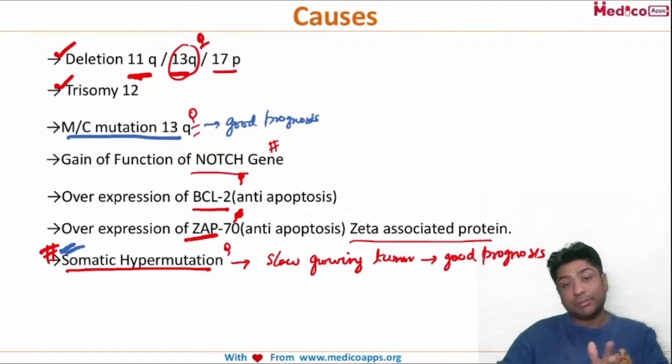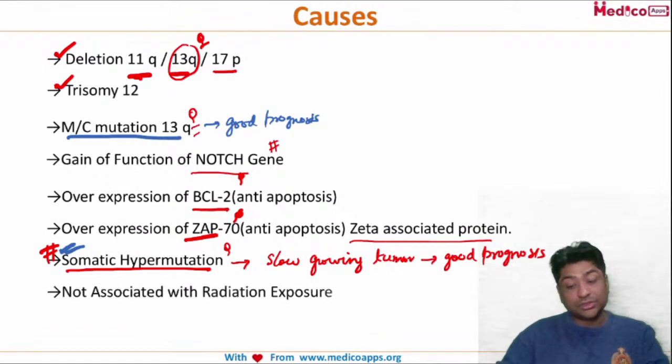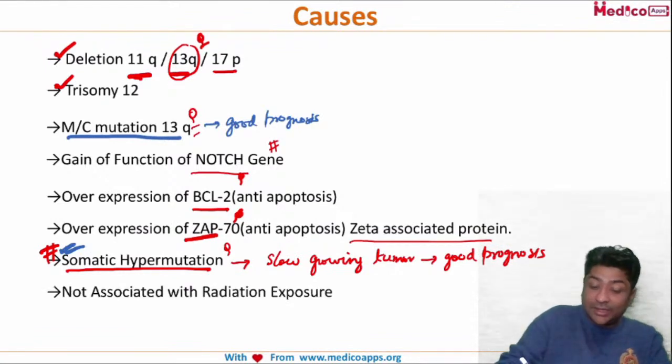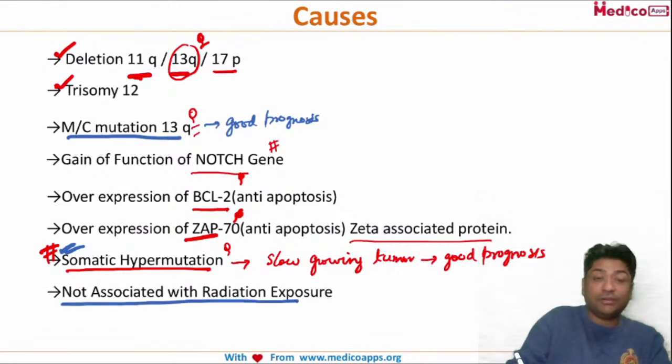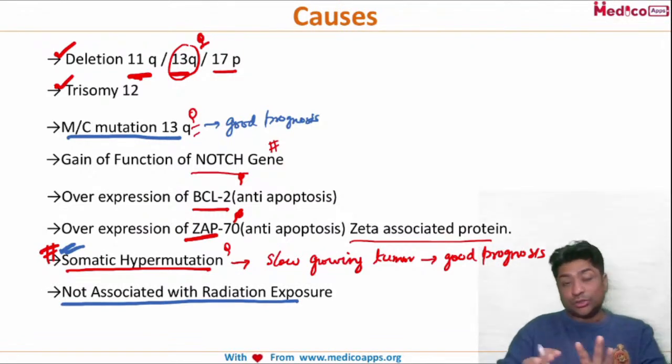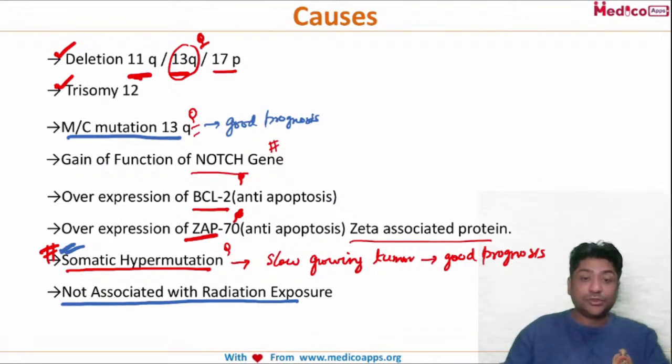Normally, hematological malignancies have a close association with radiation exposure, but this is not associated with radiation exposure. So, is everybody clear about what the various chromosomal abnormalities associated are? These are the important chromosomal abnormalities which you have to remember.